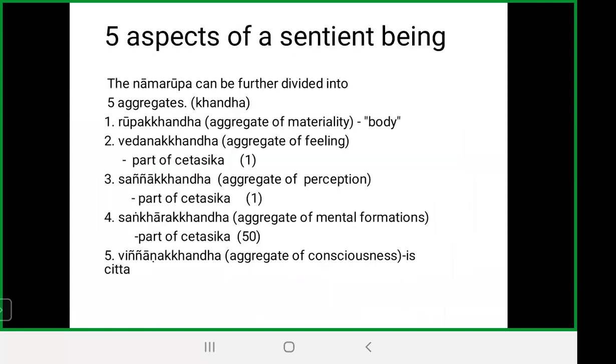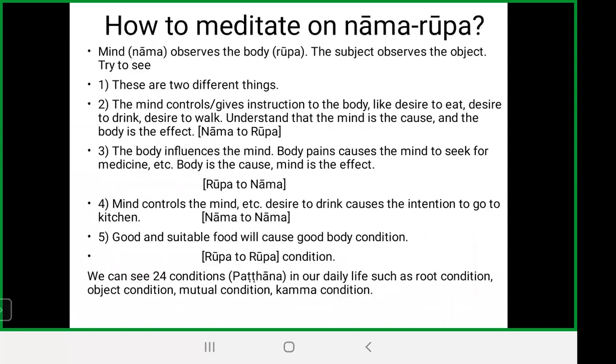Sayagyi, going back to Rupa to Nama or Nama to Nama. Sometimes we have a situation where one person cannot take certain food, for example milk. It will make her stomach upset. Every time she sees the milk, she feels upset already, even without drinking it. It's like a condition. In this kind of situation, is it Nama to Nama? Yes, it's Nama.